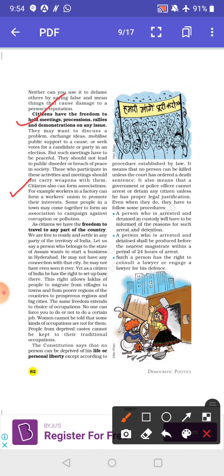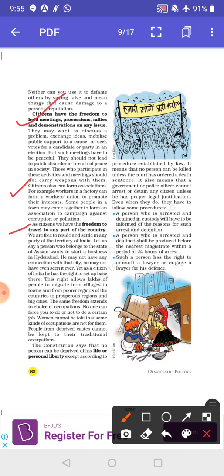So they can form such unions in order to promote their interest, and this interest could be anything related to their work or occupation or any other common public motive. So there is a freedom given to the people to form even these associations and unions. Now next is the freedom to travel to any part of the country.